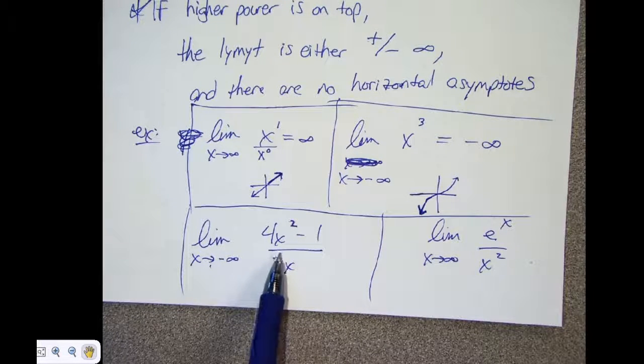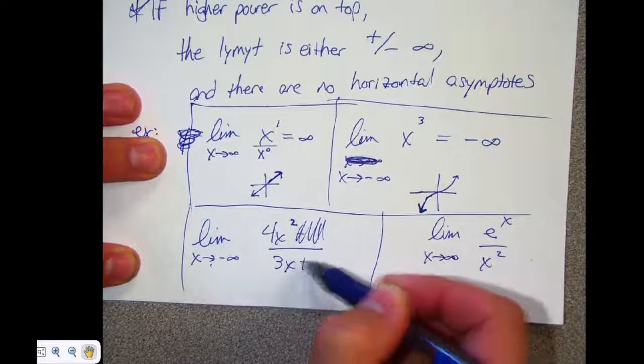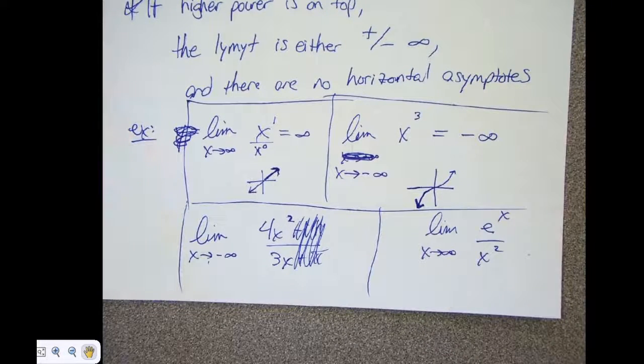This one here, the higher power is on the top, right? So the -1 doesn't matter. You can cross off, like this could be plus something here, it doesn't matter. All I'm looking at is the highest power. Highest power is on top, so my answer is going to be positive or negative infinity. I just have to figure out which one.